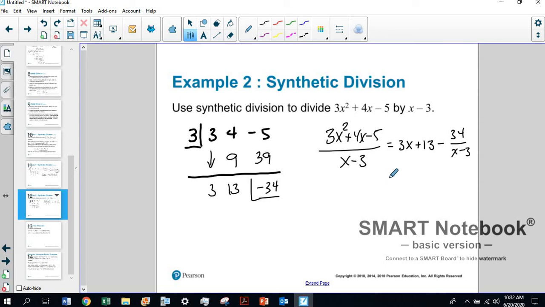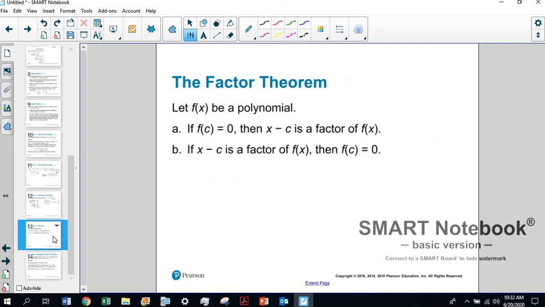Synthetic division is a much quicker way to do regular long division, but it only works for terms of the x plus c or the x minus c type of format. So I mentioned the factor theorem a minute ago. Here's what the factor theorem says. If f of x is a polynomial, then if f of c equals 0, x minus c is a factor, and if x minus c is a factor, then f of c equals 0. So there's a one-to-one correspondence between the zeros of f of x and the factors of f of x.